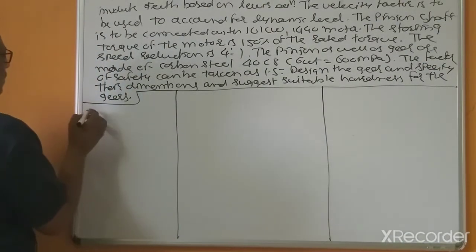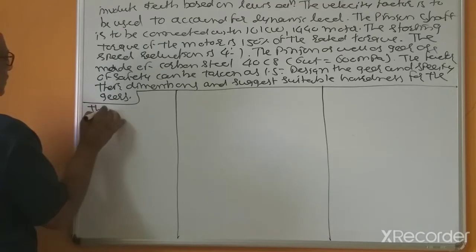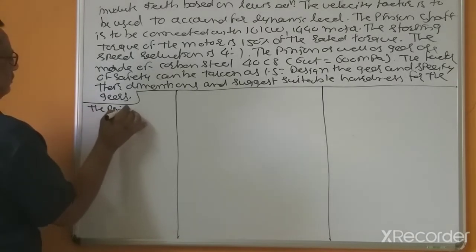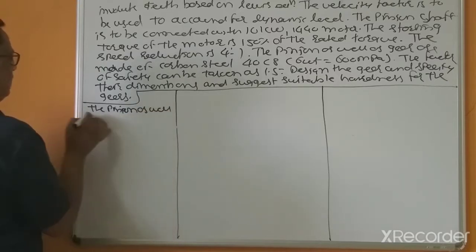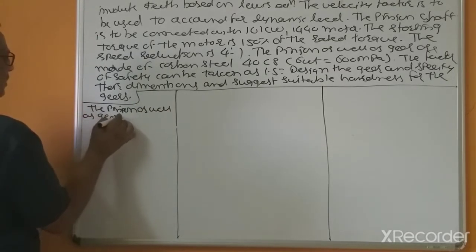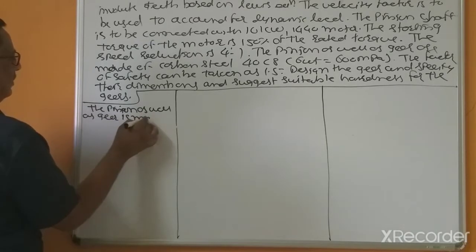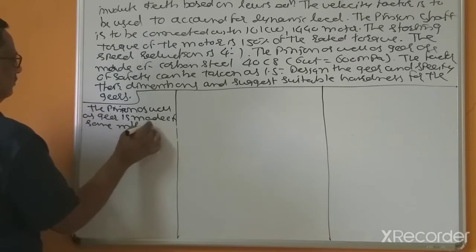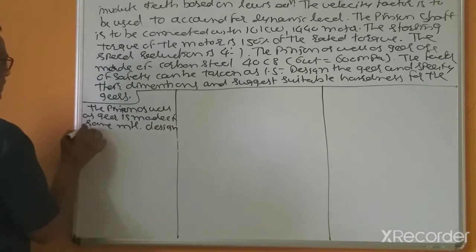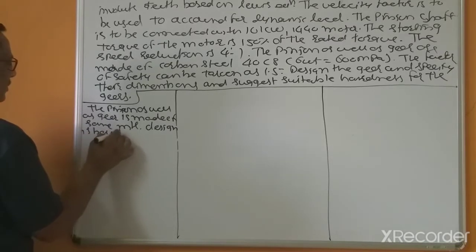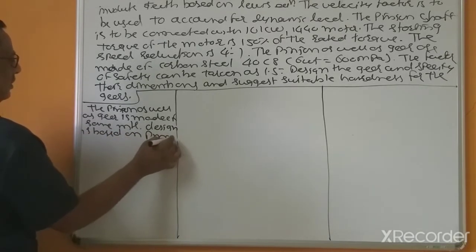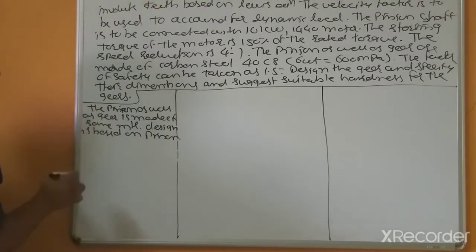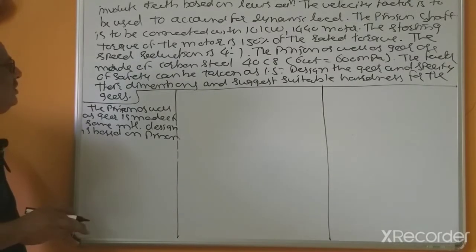Here the pinion as well as gear are made of the same material. The design is based on the pinion. This is the first point. Second, now the estimation of the module.